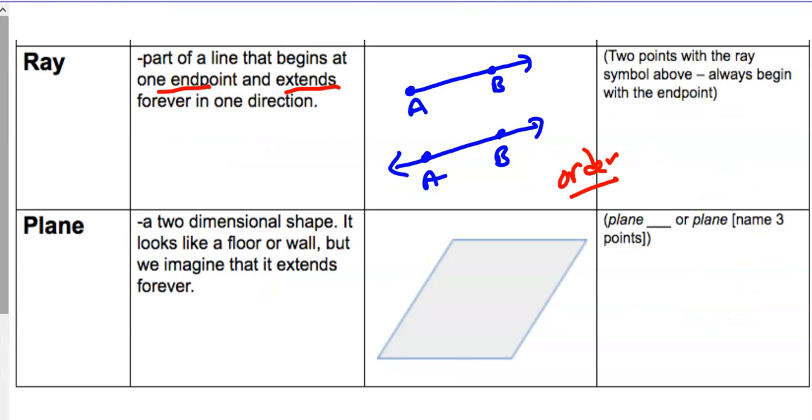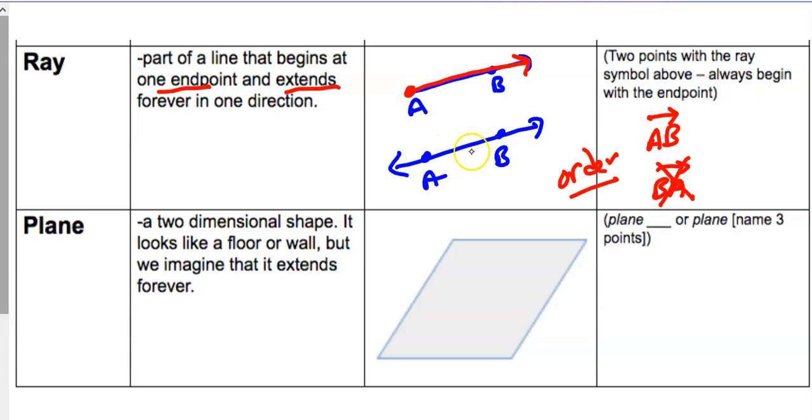Not true with a ray. Since this is my endpoint, I must start with that. So it's AB, and then it extends through. So again, I have my endpoint and it extends through B, so I put a little ray above it. It would not be BA. That is a different ray altogether. If I'm referring only to A extending through B, I have to start with A.